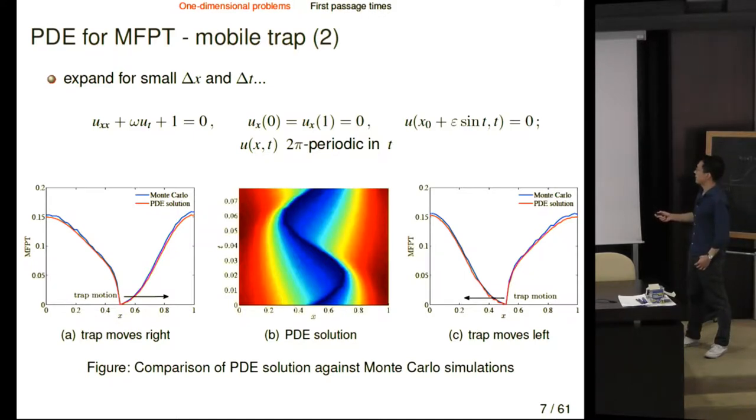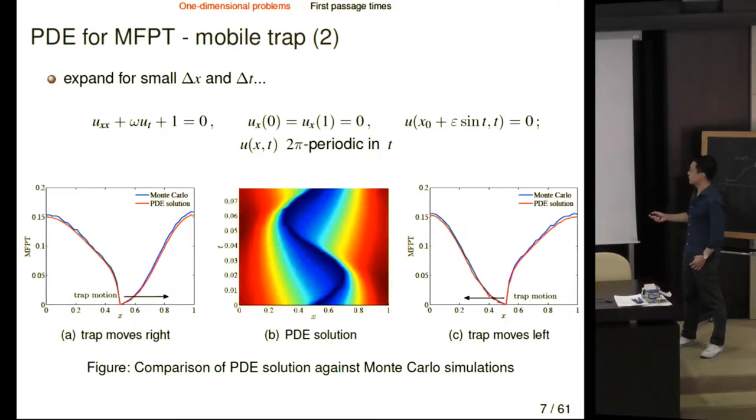And here we have a trap that's oscillating about x naught, so I'm going to take x naught equals 1/2, the center of the domain, epsilon amplitude and sine, periodic motion, right? And this is just a typical PDE solution, so you have u equals 0 all along here. Right, so I'm taking two slices, so this is Monte Carlo versus PDE. So here the trap is at the center, but it's moving to the right. So a particle that starts here is going to have a lower first passage time than one that starts in the back. This is the opposite, even though the trap is still at x equals 0.5.